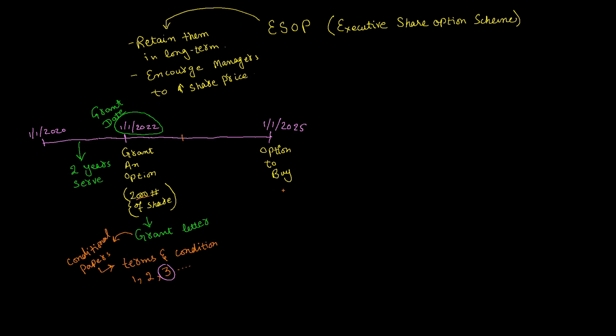Fine. Now again, it depends on the employer and employee. They can decide any rate. For example, you may buy a share at $5 at that date, or they may also agree that you can pay only 50% of the market share price, whatever the price will be on that day. The employee can only pay 50% or 40% of the market rate of the share.